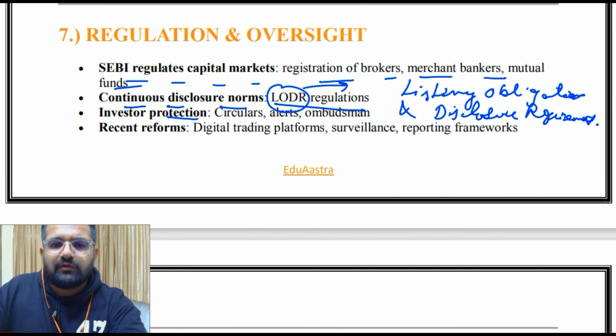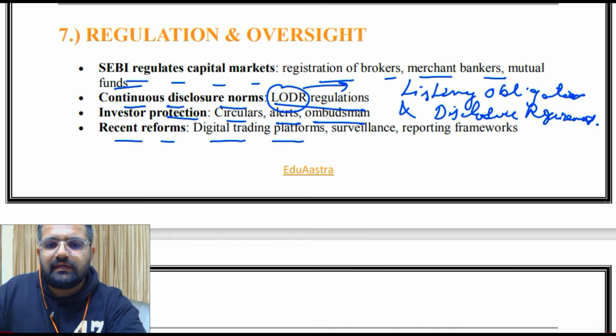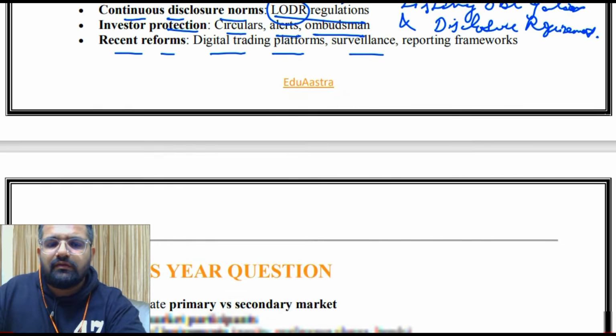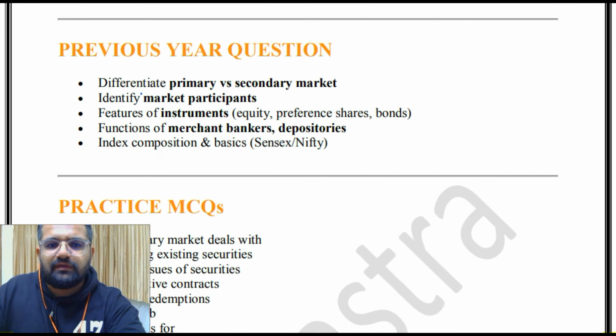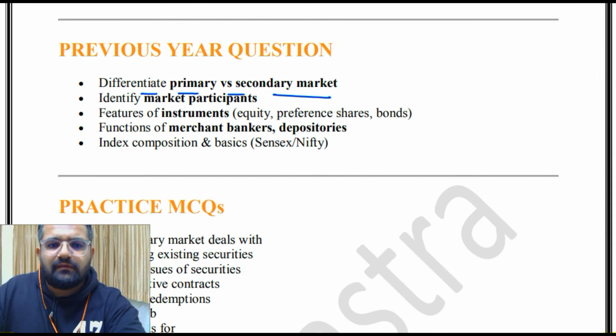Then investor protection, circulars, alerts, ombudsman, recent reforms, digital trading platform, surveillance reporting framework. Now let's come to some of the previous year questions from this chapter. Differentiate primary versus secondary market.